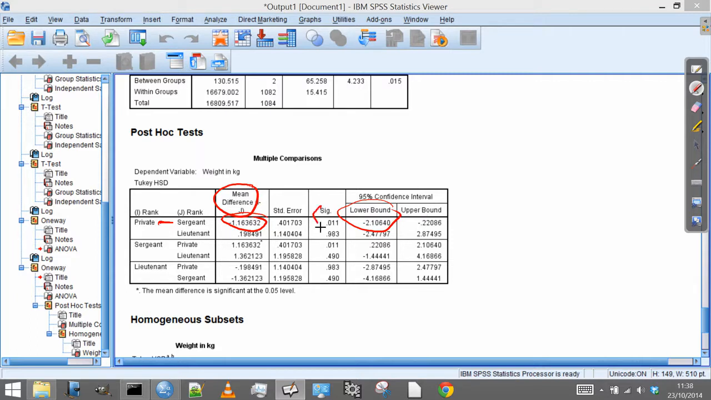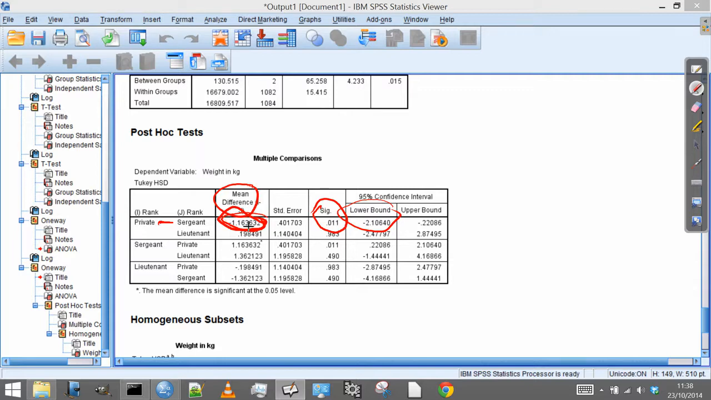And then we have our p-value here. And it says in our sample, there is about a 1% probability that we would have observed this difference in the means, so that difference there, if the two groups were actually the same. So there's about a 1% chance that we would have seen that, even if the groups were the same. And so under our 5% significance threshold, we can reject the null hypothesis in this case, that there is no difference between the weight of a private and the weight of a sergeant. So we're going to say it looks like there is a difference in the weight between privates and sergeants.